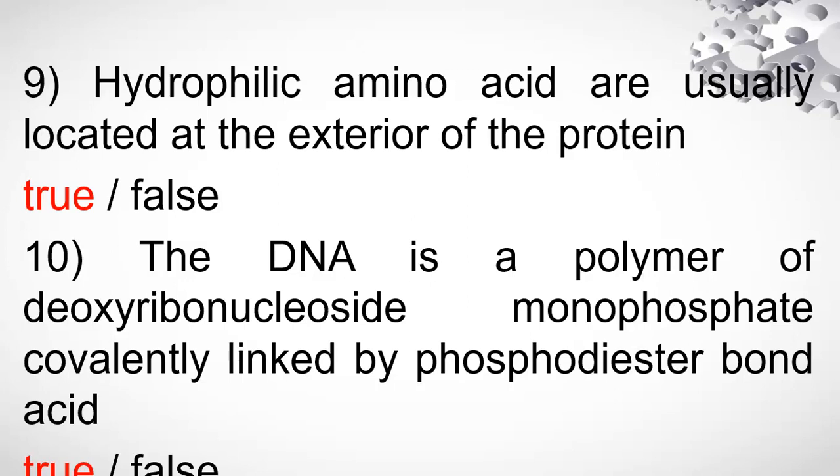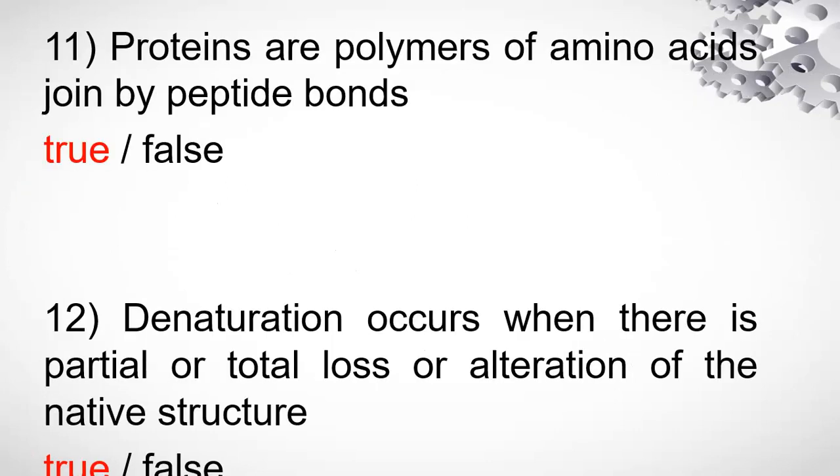Question number 10. The DNA is a polymer of deoxyribonucleoside monophosphate, covalently linked by a phosphodiester bond. That answer is true. So the mononucleotides are actually linked by the phosphodiester bond in the 5' to 3' direction. Question number 11. Proteins are polymers of amino acids joined by peptide bonds. Of course, we know the answer is true. The answer to that question is true.